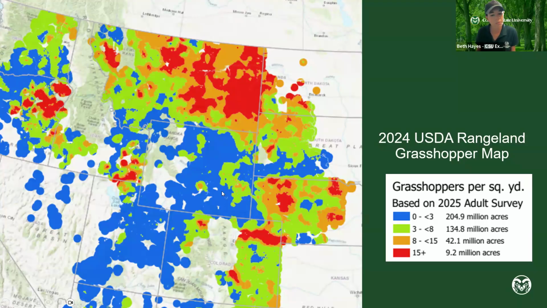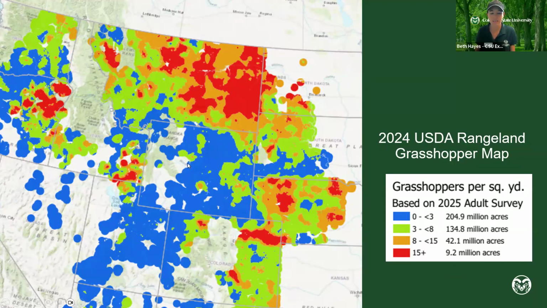If it's blue, it's pretty managed, and it's more of just they're there, but they're not really causing huge damage in economic or agriculture value. And then as we go down in color, the worse it is. So I just want to point out that for the red areas, like we saw in our state, it's 15 plus, which equals 15 plus adults for every square yard they count. And that equals 9.2 million acres for every red area you see, which is really large.